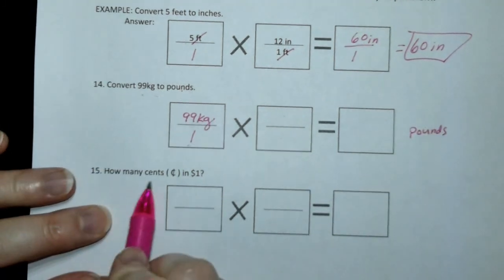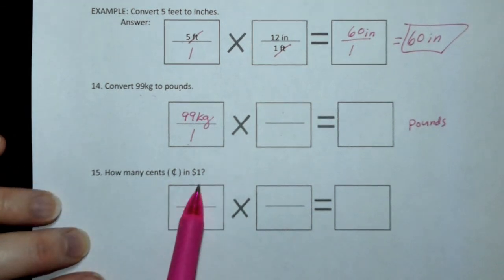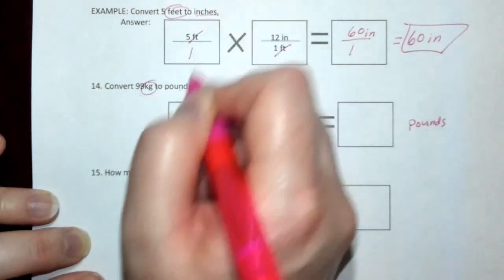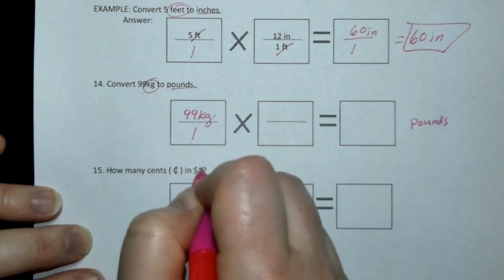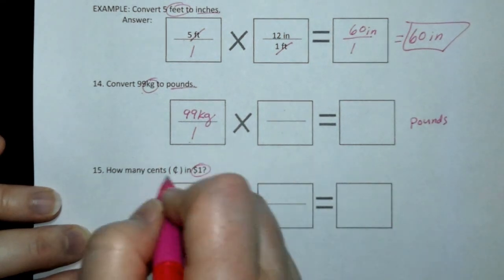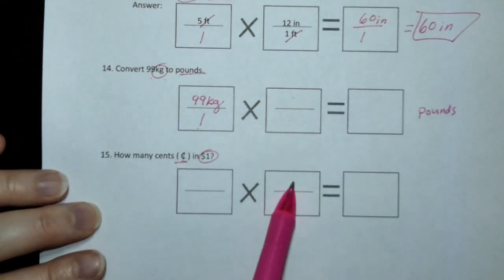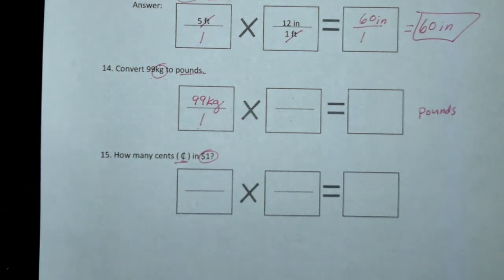And then the last one, how many cents in $1? You're going to start it off with your starting unit. So I'll do my circles and underlines. So you're going to start it with your starting unit and end in your final unit. Set it up, use your conversion, and get your answer. And that's all you've got to do.